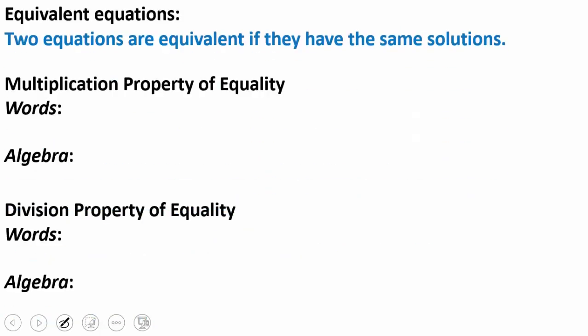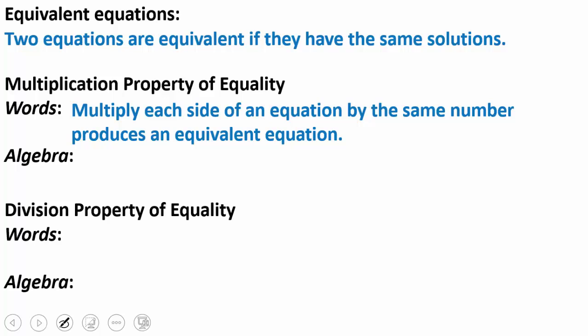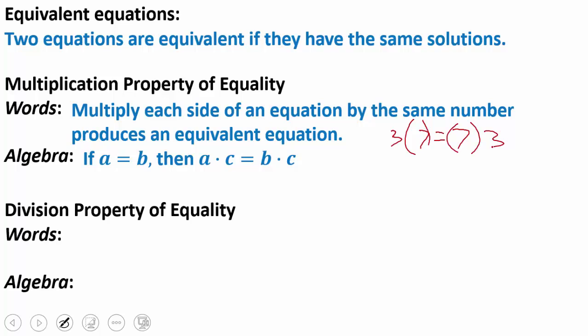Real quickly, equivalent equations, just a quick review. You know that equivalent equations are equations with the same solution. Let's talk about the multiplication property of equality that we're going to be using. It says if you multiply both sides of an equation by the same number, you get an equivalent equation. Algebraically, if A is equal to B, then A times C is equal to B times C. And with numbers, 7 is equal to 7. If I multiply both sides by 3, then I know that 21 is equal to 21.